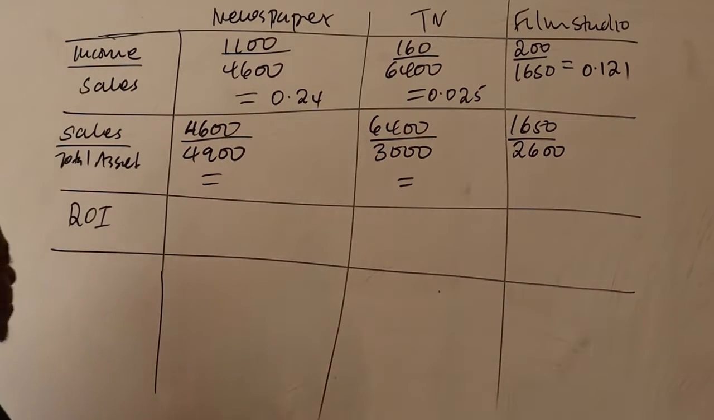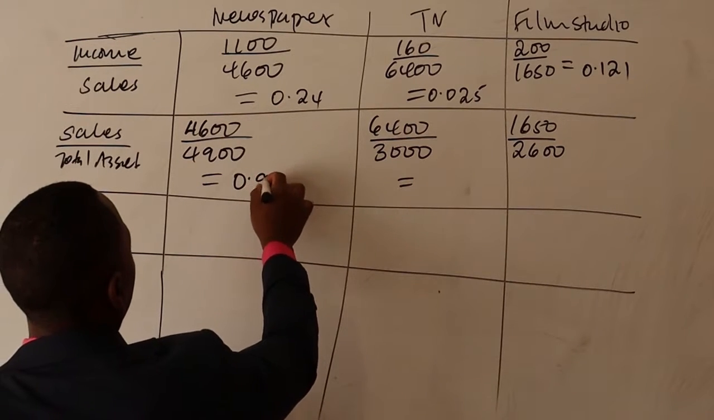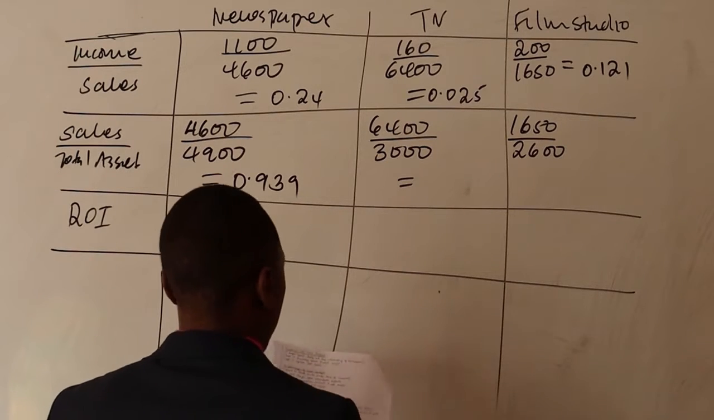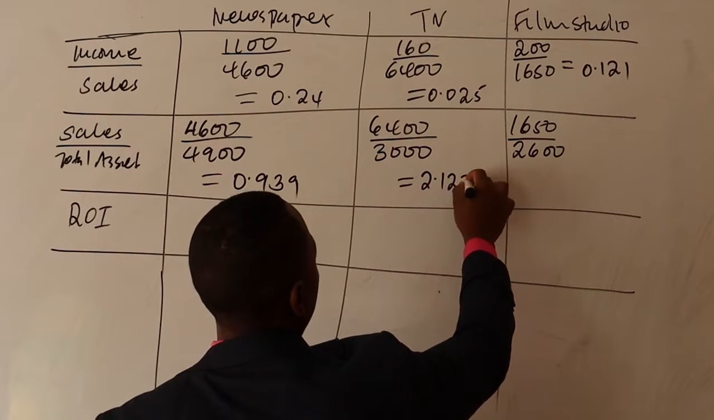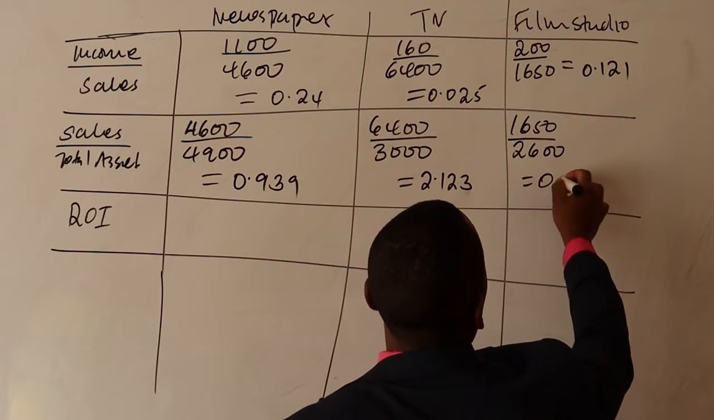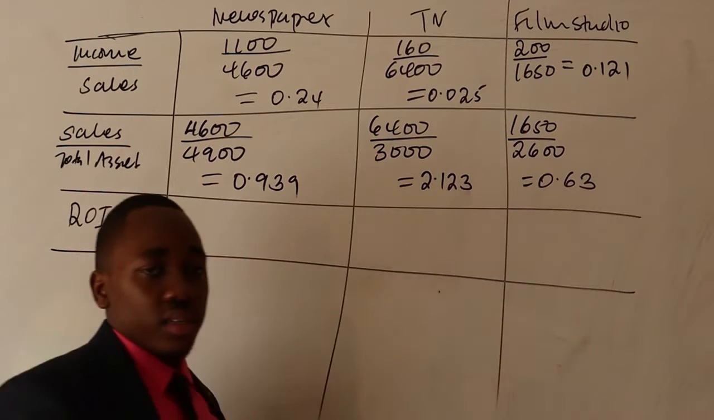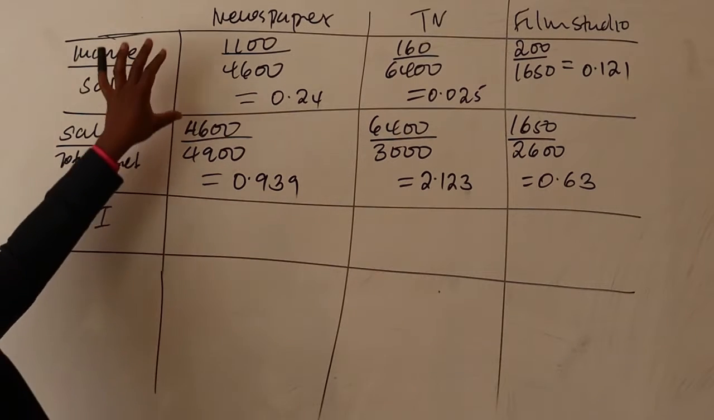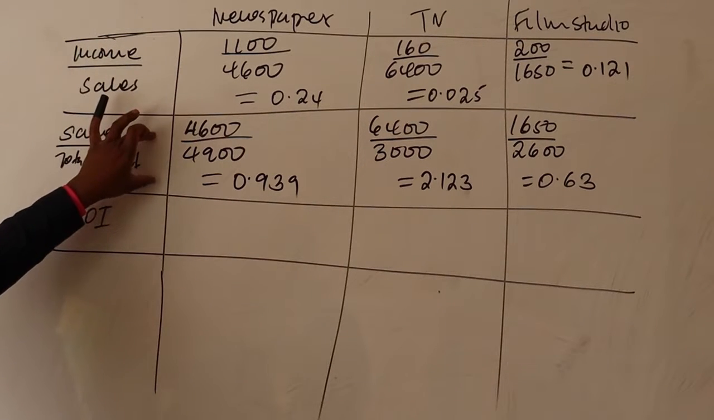So 4600 divided by 4900, you get 0.939. For television, it's 2.123. And for film studio, it's 0.63. So now let's get the return on investment using the DuPont method. You just take that, multiply by that, times 100.